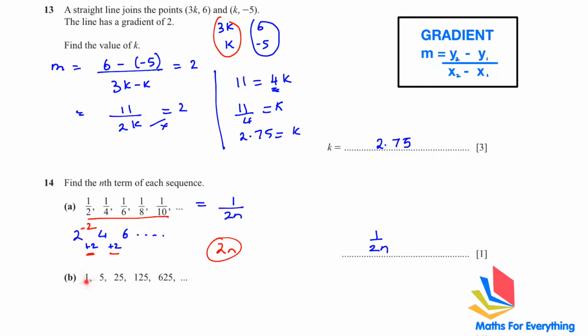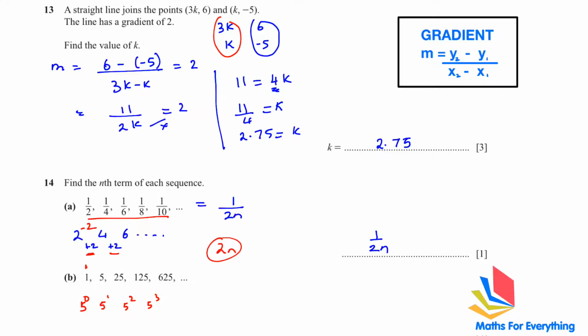Next question, we have 1, 5, 25, 125, 625. You can see that these numbers are multiples of 5. Let's check if the power works. This is 5 to the power of 1, 5 to the power of 2, 5 to the power of 3. But what about 1? It is 5 to the power of 0. Anything to the power of 0 is equal to 1.